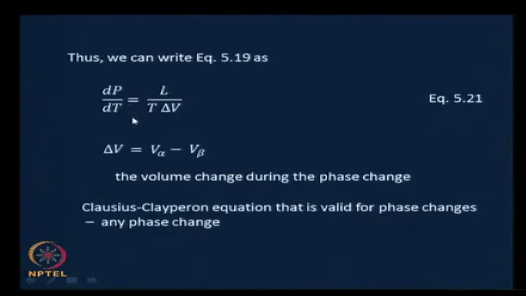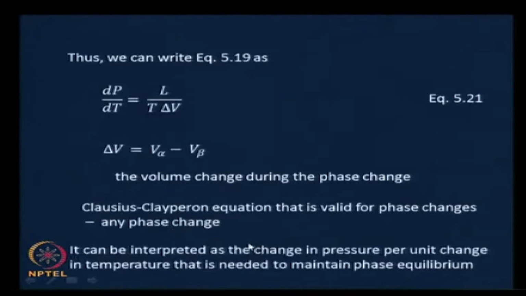This equation is called the Clausius Clapeyron equation, and this is valid for phase changes as we had seen, because those were the conditions under which we derived it. We had assumed equilibrium conditions for a phase change and reversible conditions for a phase change and derived this, and this is valid for any phase change. And going by the left hand side dP/dT, it can be interpreted as the change in pressure per unit change in temperature that is needed to maintain equilibrium. Slightly abstract, take a look at it for now and then it will make sense probably much later.